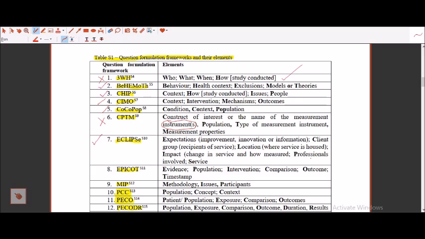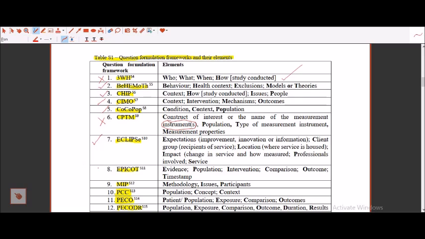Now, EPICOT, this is another one: evidence, population, intervention, comparison, outcome, and timestamp. Now, I haven't done this one at all. Remember, wherever the timestamps are coming in, it should give you the hint that yes, these are pertaining.